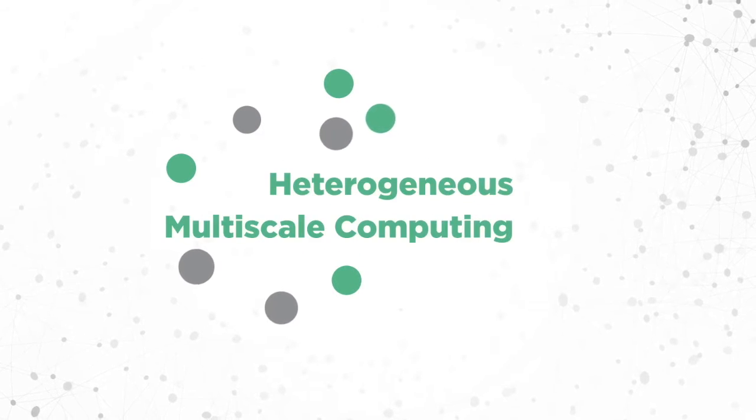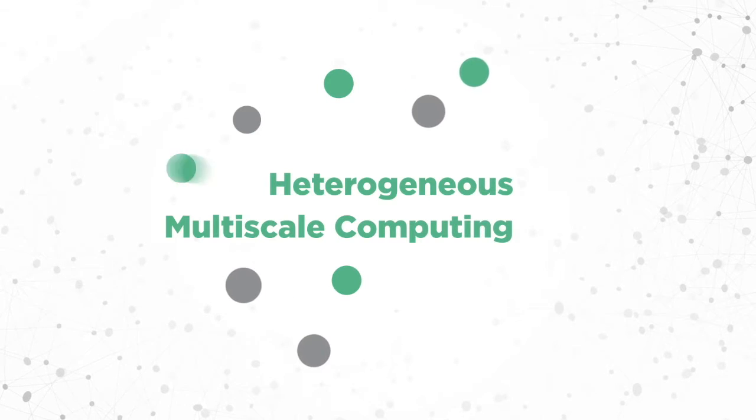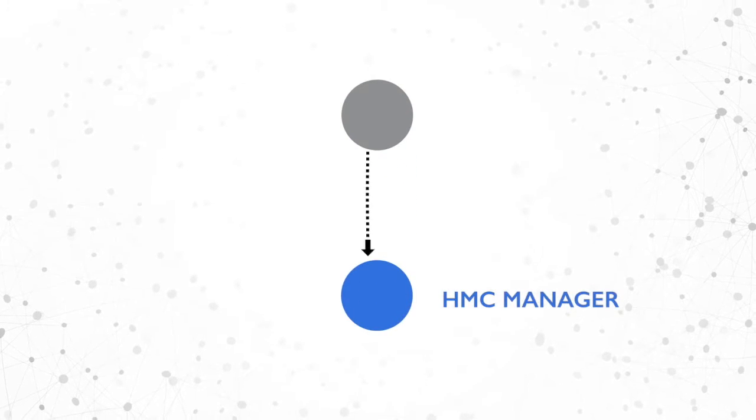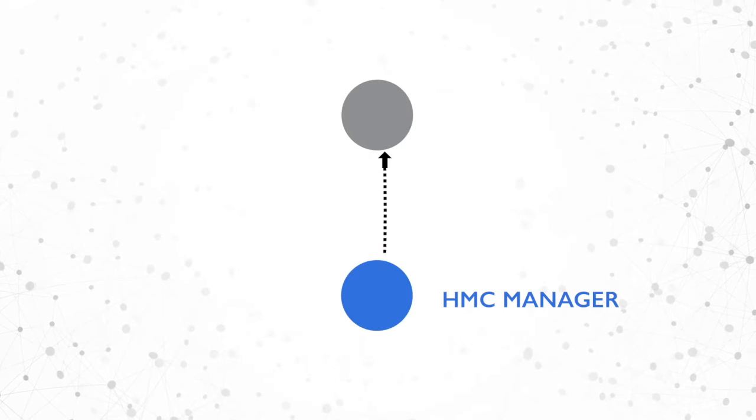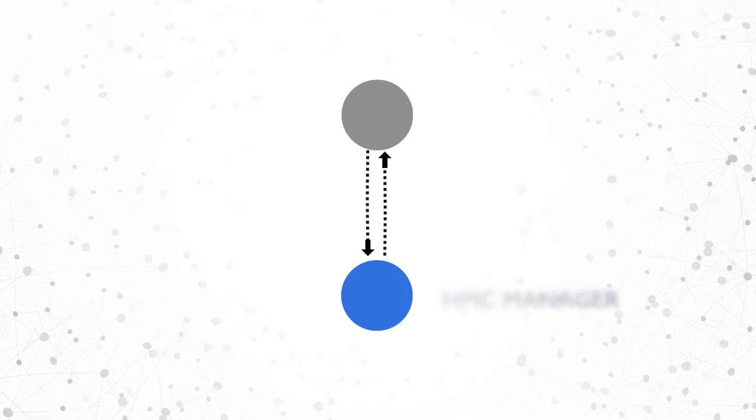The heterogeneous multiscale computing pattern. In this pattern we have a macroscale model, which is represented by the dot at the top, the gray dot. In addition, we have an HMC manager, which manages microscale information and passes that back to the macroscale model. In some cases, this microscale information is readily available in the database of the manager and it passes it back.